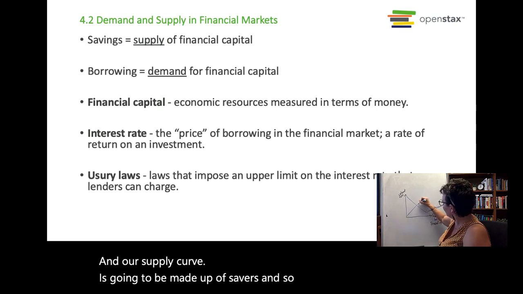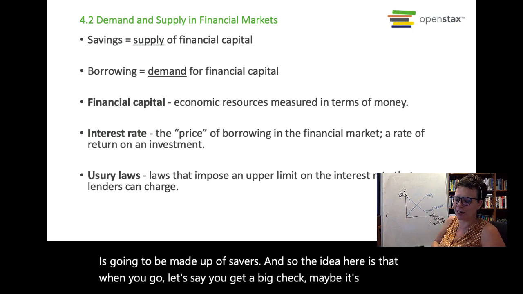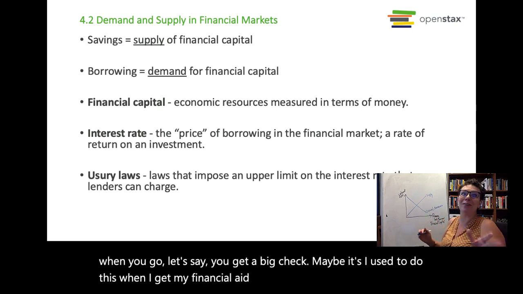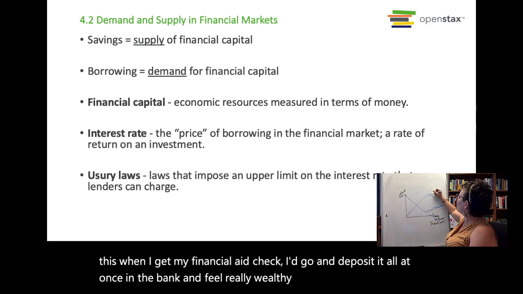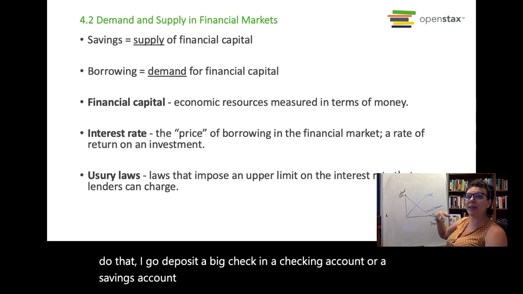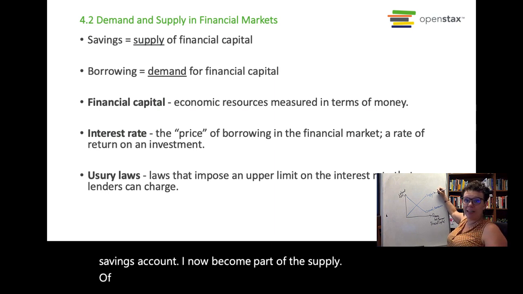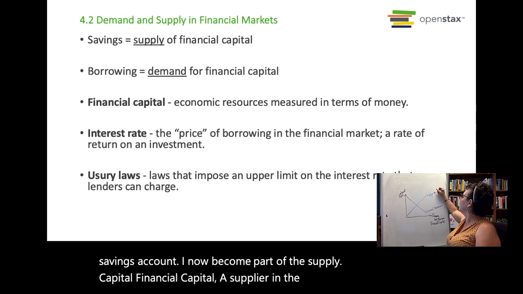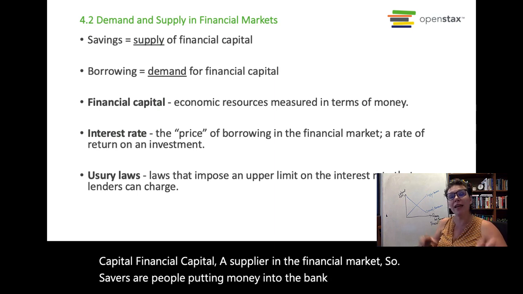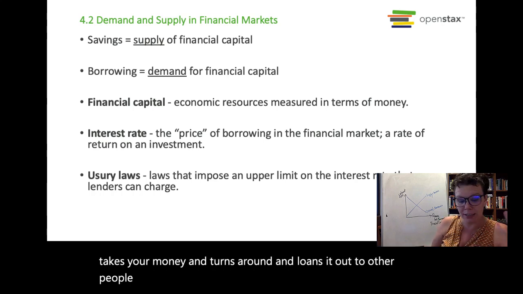And so the idea here is that when you get a big check, I used to do this when I'd get my financial aid check, I'd go and deposit it all at once in the bank and feel really wealthy for a while. So if I go deposit a big check in a checking account or a savings account, I now become part of the supply of financial capital, a supplier in the financial market. So savers are people putting money into the bank. And then the bank takes your money and turns around and loans it out to other people. That's how banks make money.